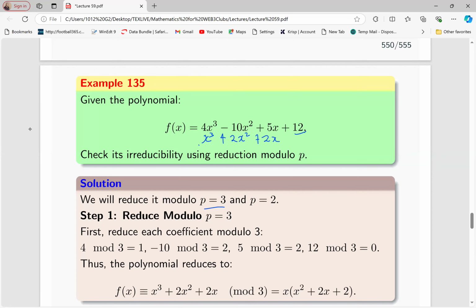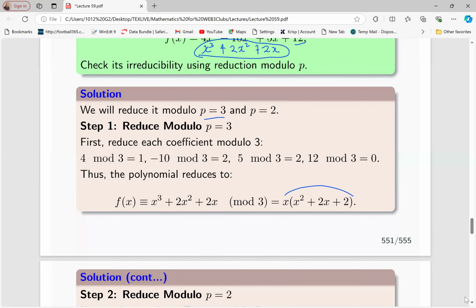So this is the polynomial we now have. And you can see this polynomial can be factorized. For instance, from a distance, you can see that x is common, and so I factorize it that way. So using 3, we've seen that the new polynomial we come up with can be factorized.